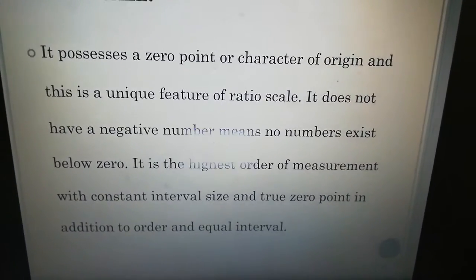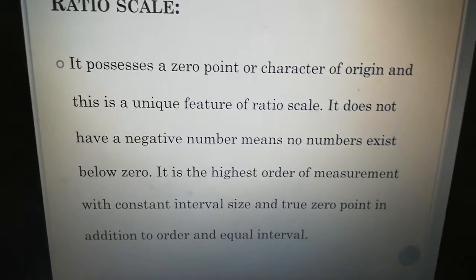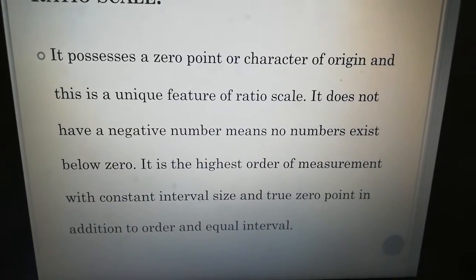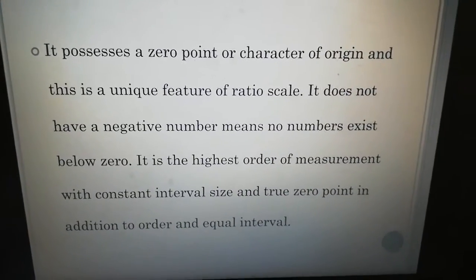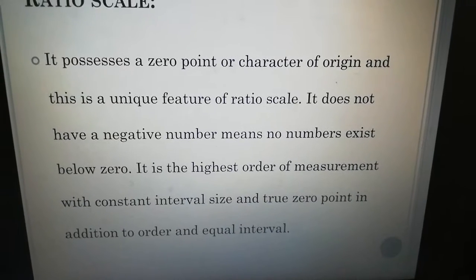Whereas the ratio scale is the highest level of measurement. It possesses a 0 point, or the character of origin, as a unique feature. It does not have negative numbers and has constant interval size through the 0 point, and order is there, equal interval.